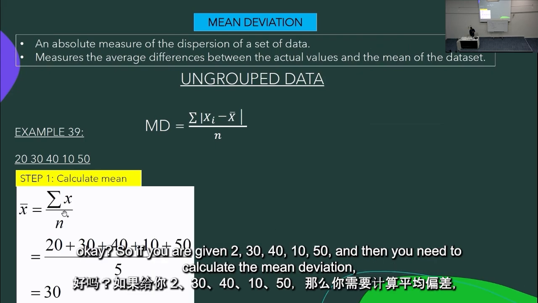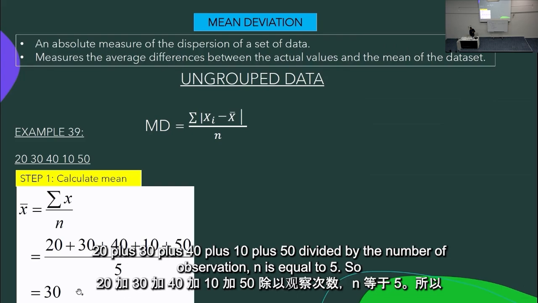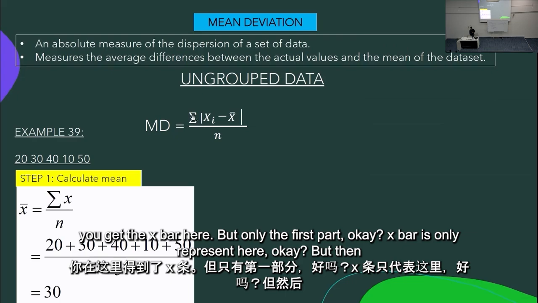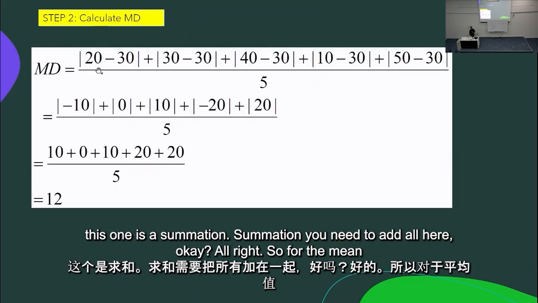Okay, so if you are given 20, 30, 40, 10, 50, and you need to calculate the mean deviation, x bar is equal to summation of x divided by n. Summation of x means you find 20 plus 30 plus 40 plus 10 plus 50, divided by the number of observations, n, which is 5. So you get the x bar here, but that is only the first part. X bar is only represented here, but this one is a summation, so you need to add all of them.